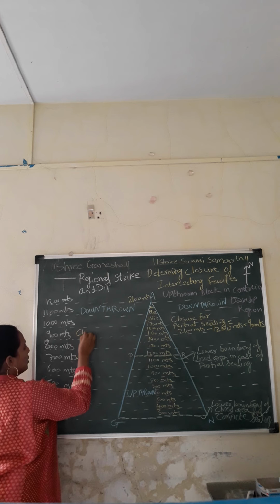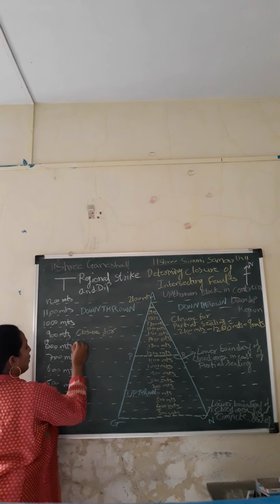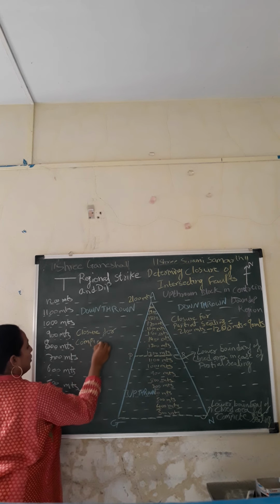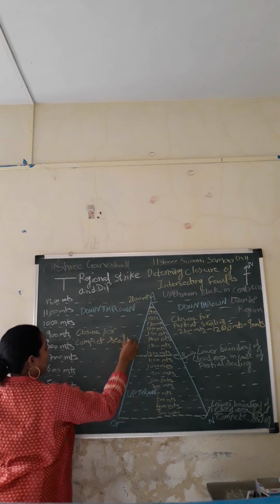Closure for complete sealing is equal to 2100 meters minus this 300 meters. You are getting to see this? This is 2100 meters minus 300 meters, which equals 1800 meters. So we have understood the concept of what happens in case of intersecting faults.